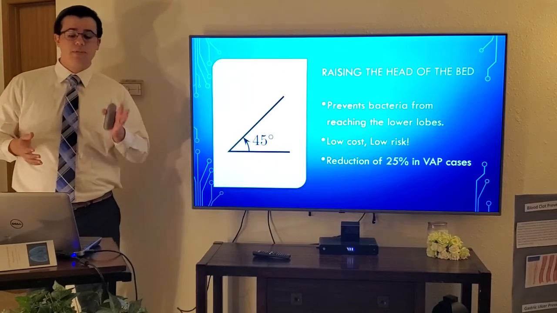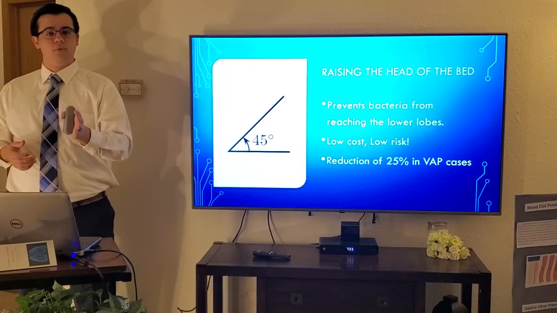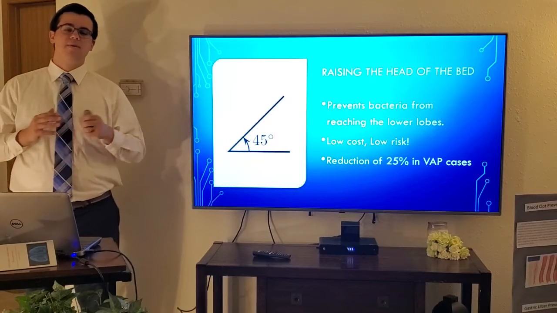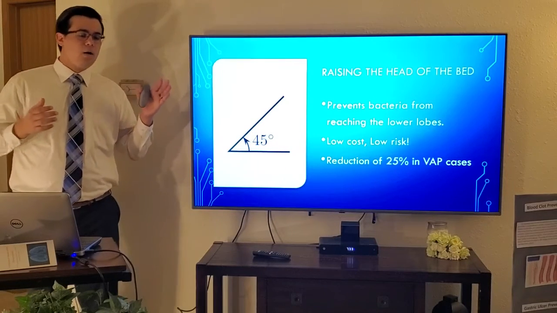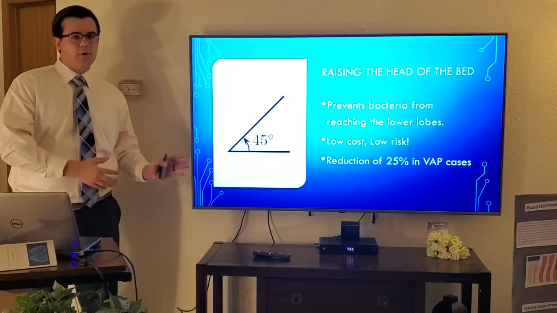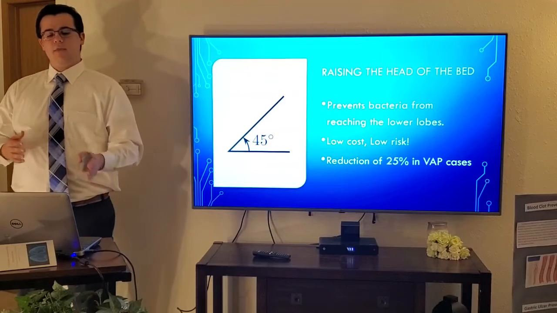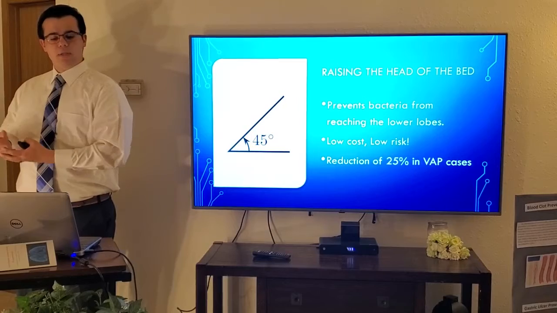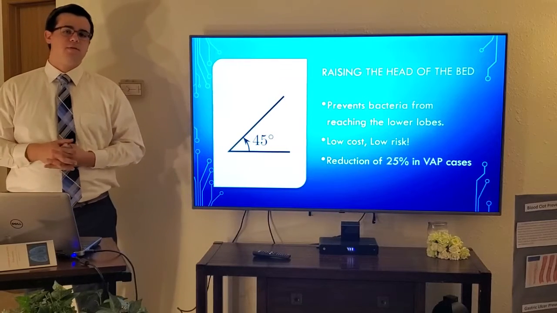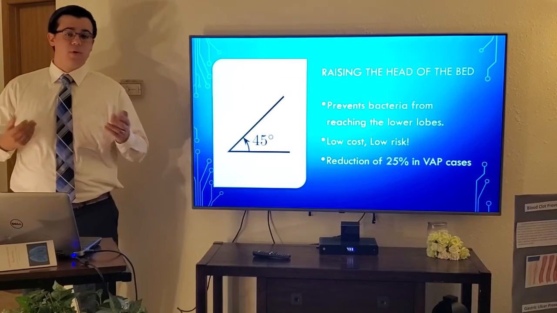Now we'll switch over here and look at the reduction of 25% in VAP cases. This piece of the bundle, along with other bundle interventions, has shown a 25% decrease in VAP cases, which is quite significant.